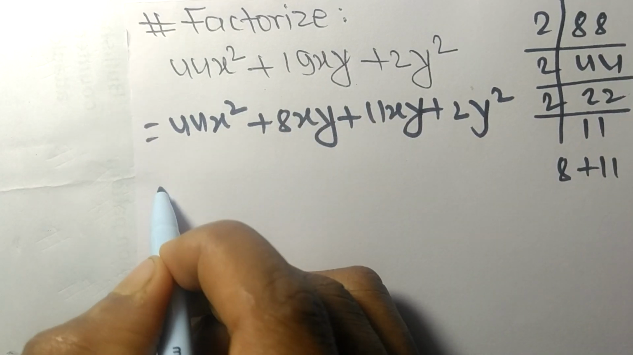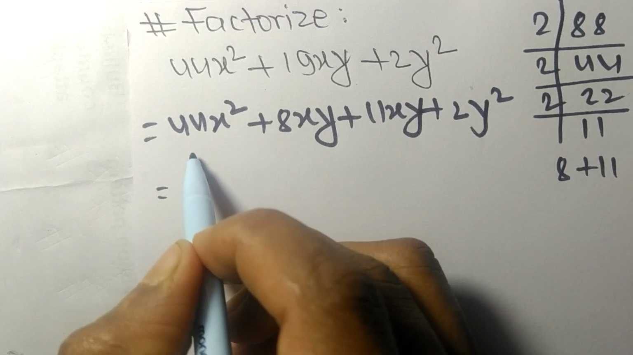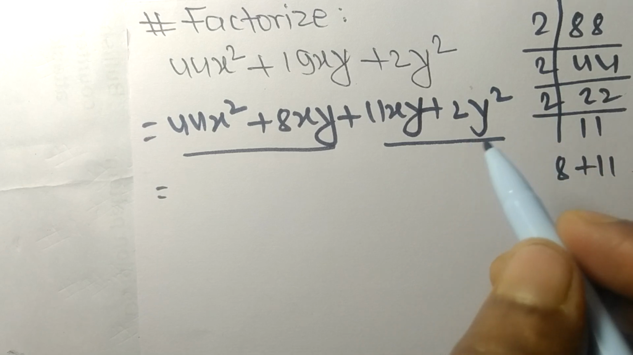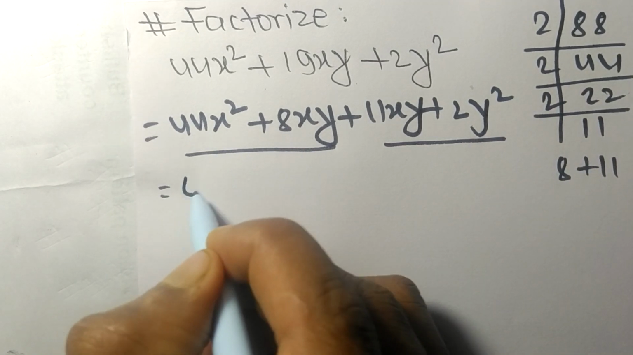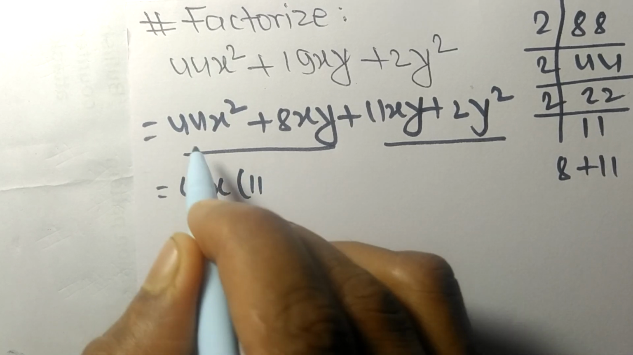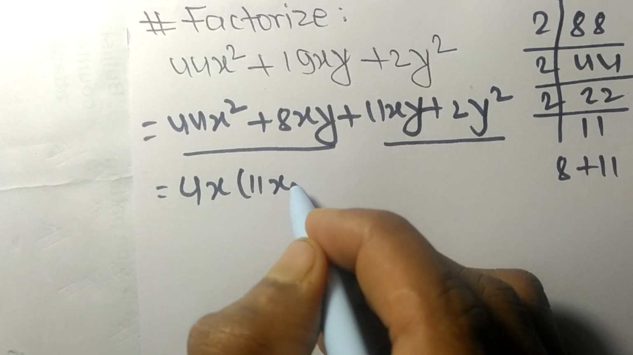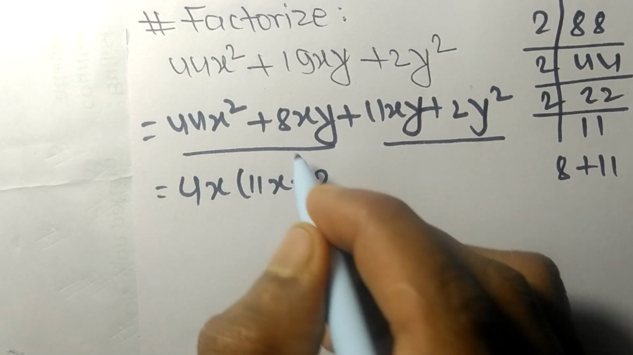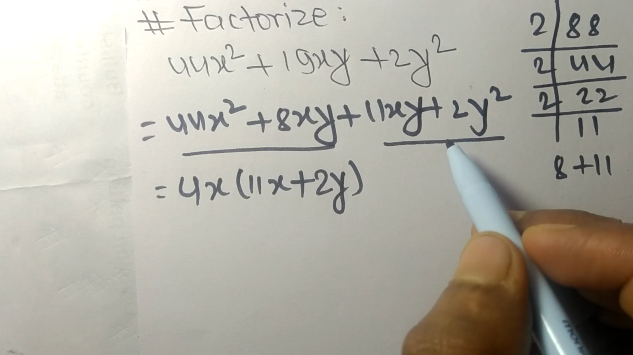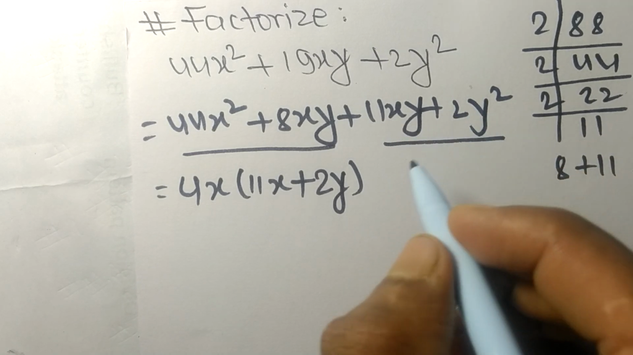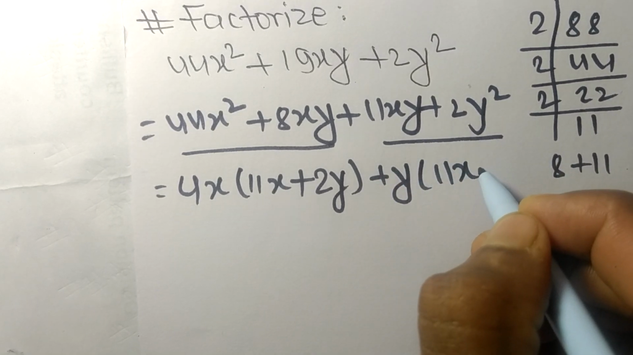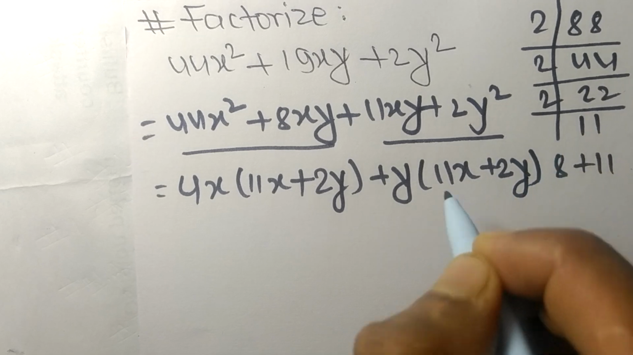So now we shall find out the common factors in the first two expressions and the last two expressions. So here the common is 4 and x. So remaining here 4 times 11 means 44x plus 4 times 2 means 8y. Like as, the common in these both expressions is plus y. So remaining 11x plus 2y.